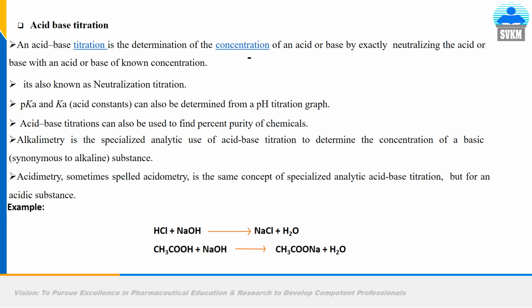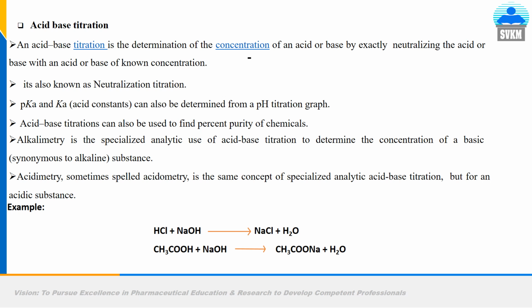So, what is acid-base titration? An acid-base titration is a determination of the concentration of an acid or base by exactly neutralizing the acid or base with an acid or a base of known concentration. As there is an involvement of acid and base, it is also known as a neutralization titration.